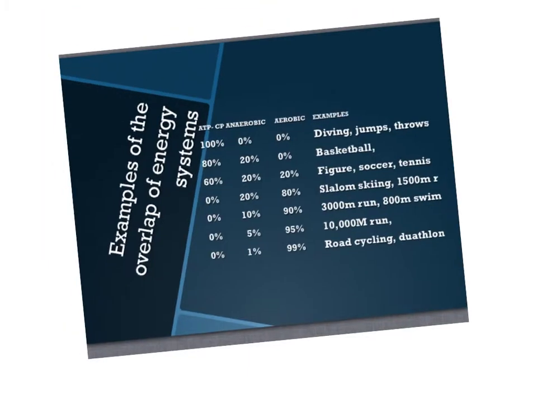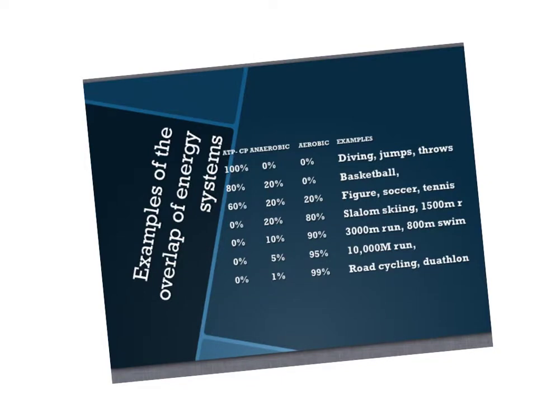So if we were to look at some of the examples of energy systems in, say, for example, diving, jumps or throws, generally it's an explosive movement that really only lasts for about 10 seconds. So that's about 100% ATP-CP system. Basketball, obviously, flicks between them.